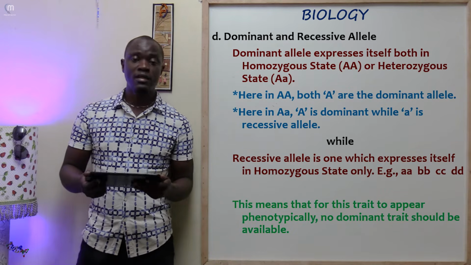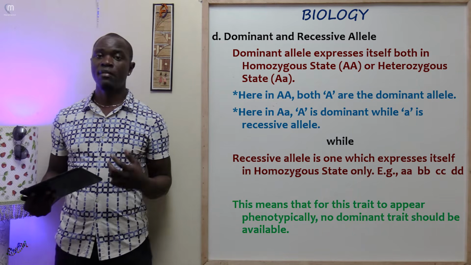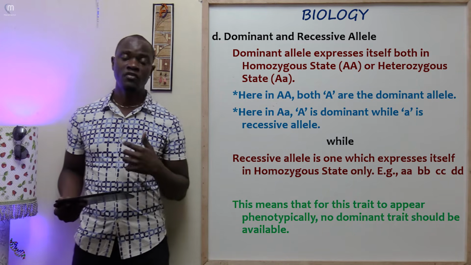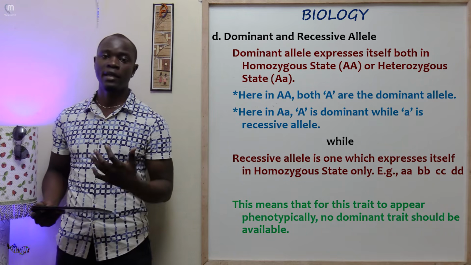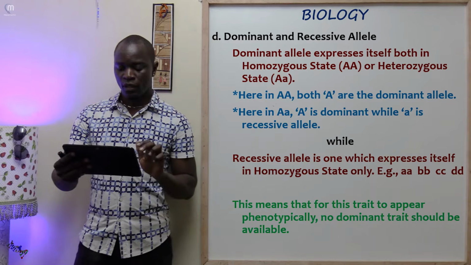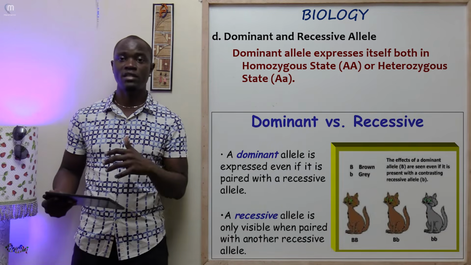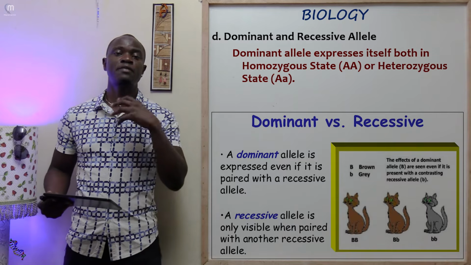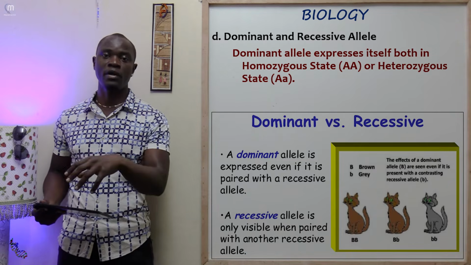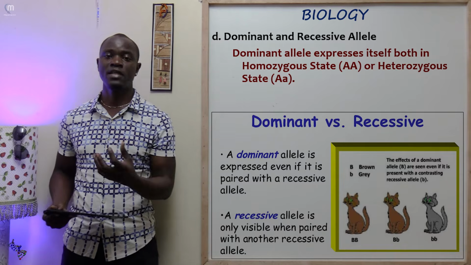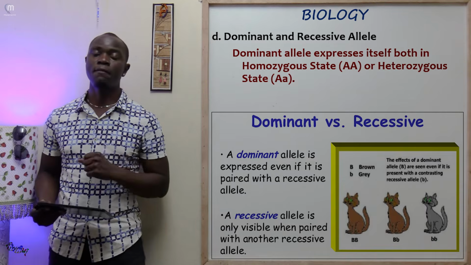Question letter D is asking us to differentiate between a dominant and a recessive allele. We have already said this, but let's just differentiate. What is a dominant allele? What is a recessive allele? Simply, a dominant allele expresses itself both in homozygous and in heterozygous state. That is a dominant allele. It can express itself in homozygous state, that is on a cross or a Punnett square, or it can express itself in heterozygous state.